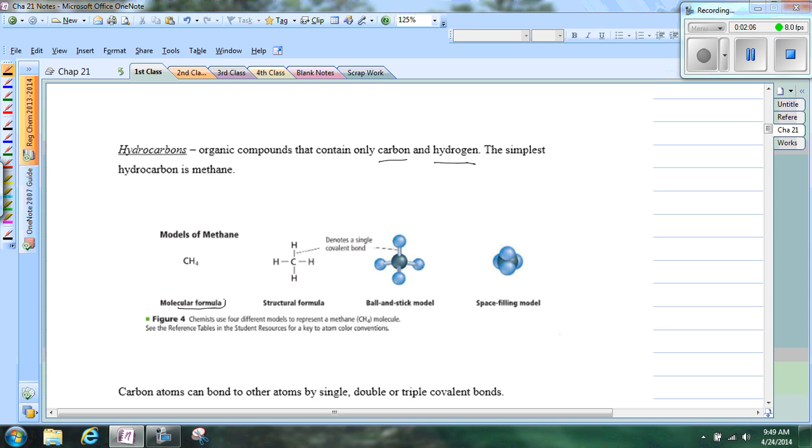We have to know molecular formulas versus a structural formula. Although a ball and stick model helps visualize it better, we're really only going to concentrate on the first two, molecular and structural.